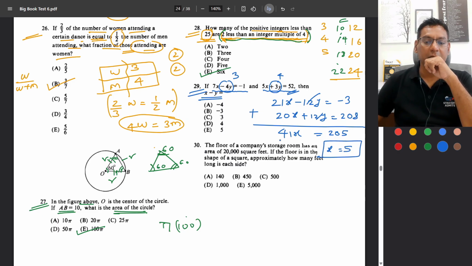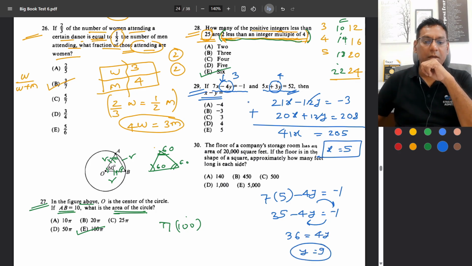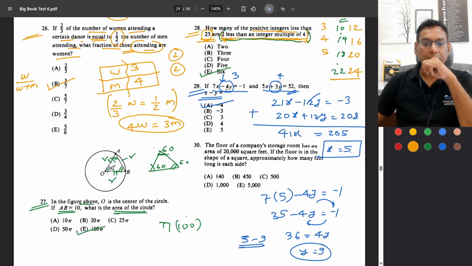Okay, that's great. Now let me put it here. So 7x, so that means 7 into 5 minus 4y is equal to minus 1. So 35 minus 4y is equal to minus 1. Let me get y on this side, minus 1 on this side. So I get 36 is equal to 4y. Y is equal to 9. All right. So x minus y is going to be 5 minus 9. 5 minus 9 is minus 4. Answer choice A.